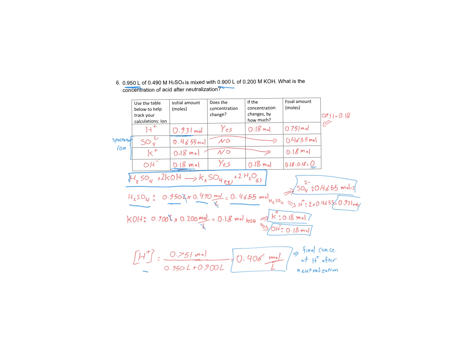So the concentration of H plus is the number of moles, which is 0.751, divided by the total volume, which is 0.950 plus 0.900 liter, and that will be 0.406 mole over liter. And that's the final concentration for the H plus after neutralization.